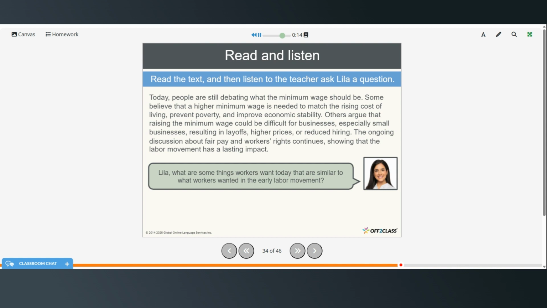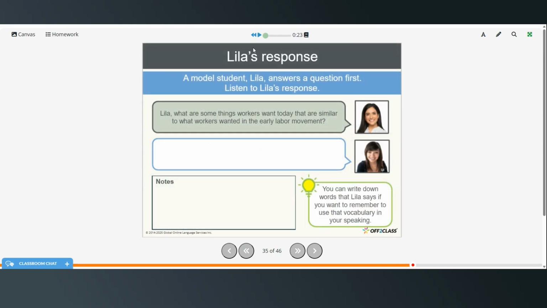Now listen to the teacher ask Leela a question. Leela, what are some things workers want today that are similar to what workers wanted in the early labor movement? Now listen to how Leela answers the question. Today's minimum wage debate is like the early labor movement because both focus on fair pay. It's important because people need enough income to support themselves and their families.